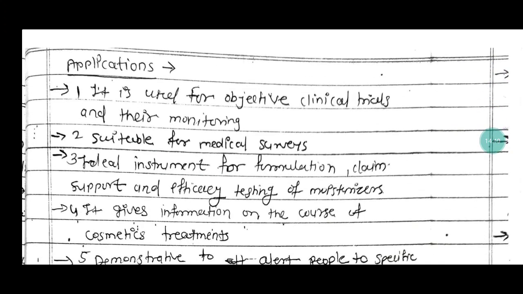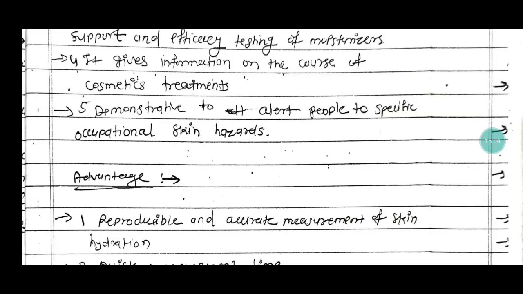And the application for the corneometer is, it is used for the objective measurement in clinical trials and their monitoring, and it is suitable for medical surveys. It is an ideal instrument for formulation, claims support and efficacy testing for moisturizers, and it also gives information on the course of cosmetic treatments. Lastly, it is useful to alert people to specific occupational skin hazards.